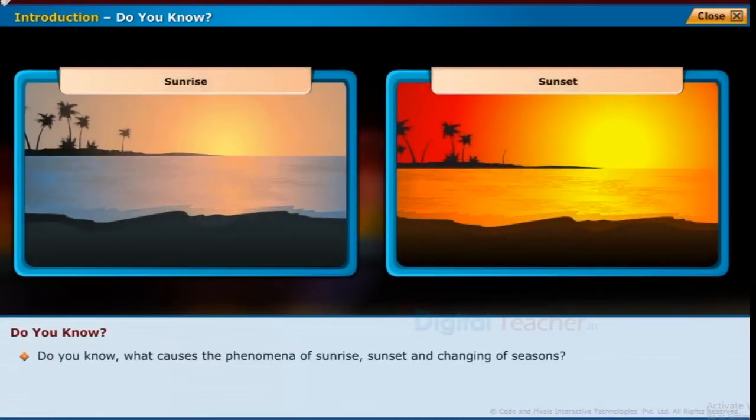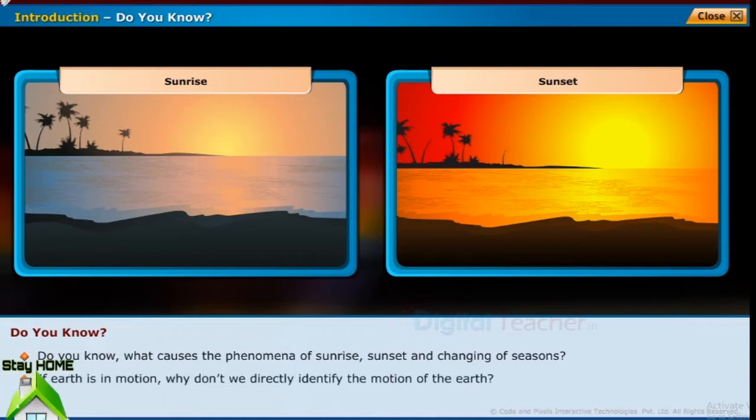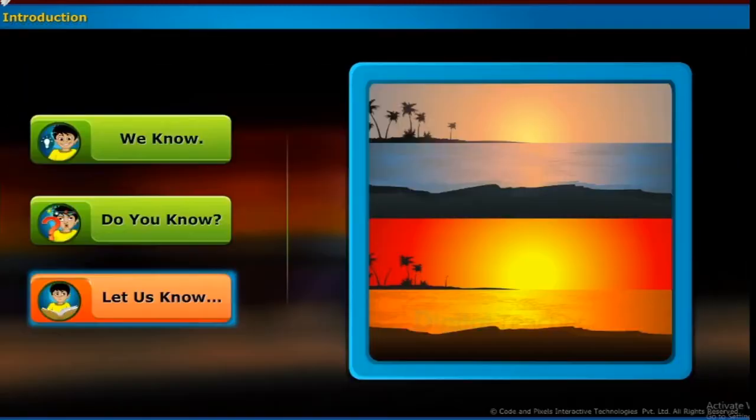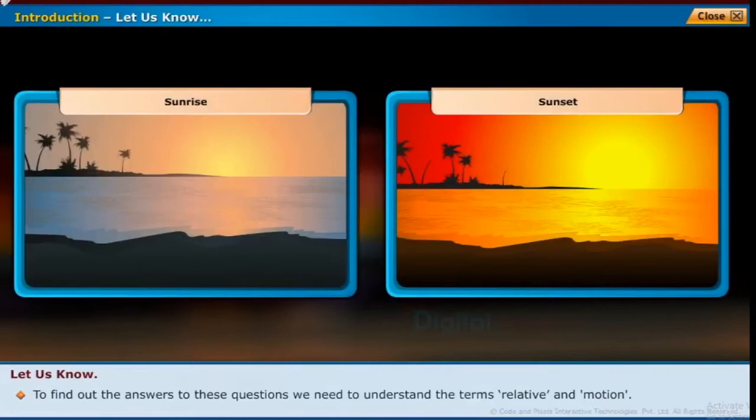Do you know what causes the phenomena of sunrise, sunset, and changing of seasons? If Earth is in motion, why don't we directly identify the motion of the Earth? To find out the answers to these questions, we need to understand the terms relative and motion.